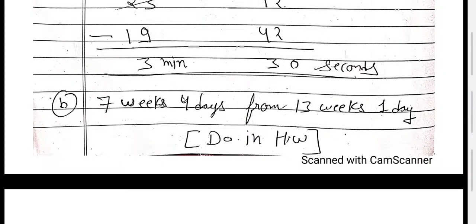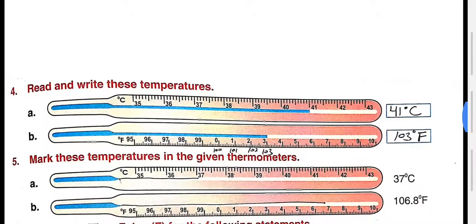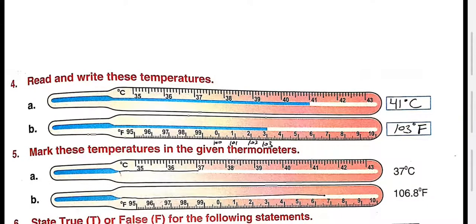Similarly, the B part you have to do by yourself in homework. Now come to question number 4. Now you have to read the temperature. Now look at the table. At what point does this blue point end?